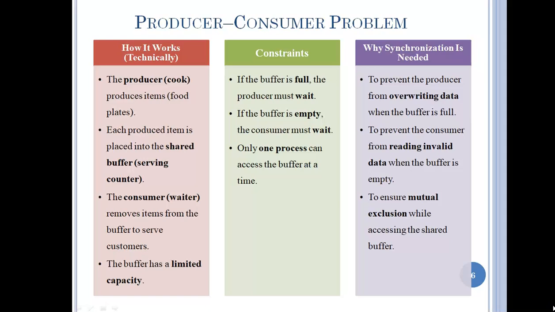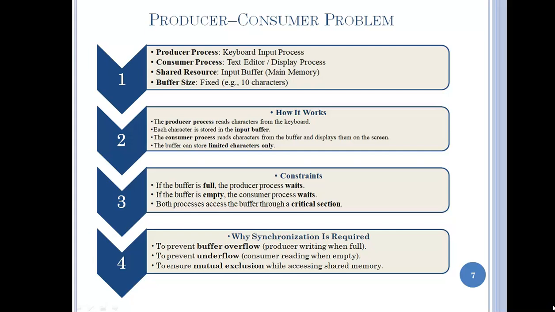And we should note here that the buffer has a limited capacity of 5 plates. Here the constraint is if the buffer is full, the producer must wait. If the buffer is empty, the consumer must wait, and only one process can access the buffer at a time. So again, the need for synchronization arises. Why? To avoid the producer from overwriting data when the buffer is full, to prevent the consumer from reading invalid data when the buffer is empty, and to ensure mutual exclusion while accessing the shared buffer.